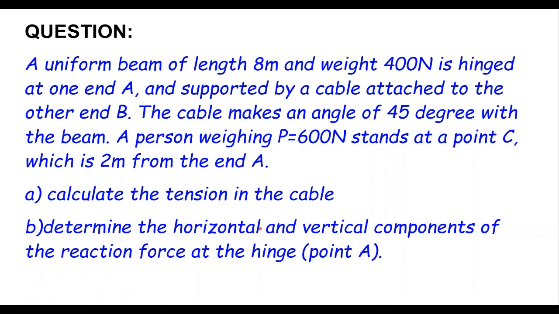A uniform beam of length 8 meter and weight 400 Newton is hinged at one end A and supported by a cable attached to the other end B. The cable makes an angle of 45 degrees with the beam. A person weighing P equal to 600 Newton stands at a point C, which is 2 meter from the end A. Calculate the tension in the cable. Determine the horizontal and vertical components of the reaction force at the hinge, that is point A.